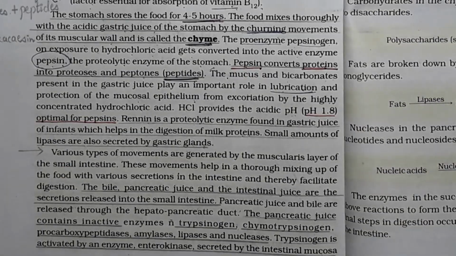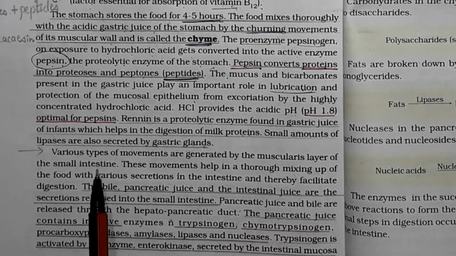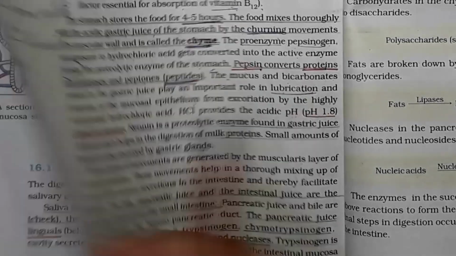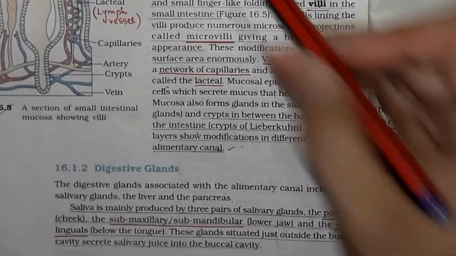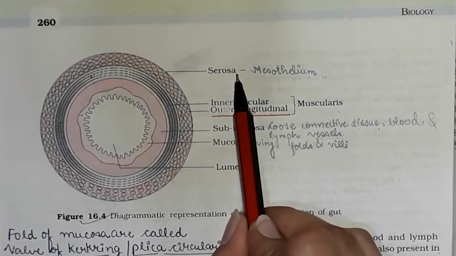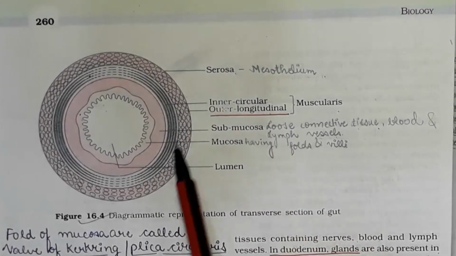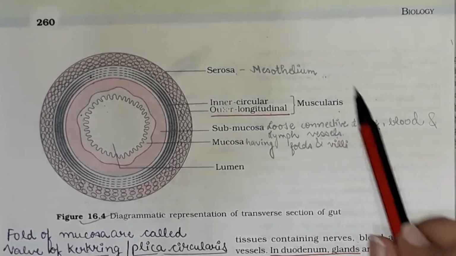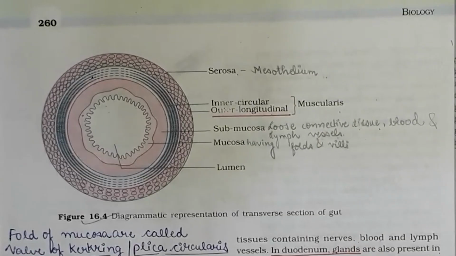Next, various types of movements are generated by the muscularis layer of the small intestine. As I have told you, there are 4 layers. Here you can see the 4 layers are present. The outer layer is the serosa, then comes the muscularis, then the submucosa and the mucosa. I have already told you what is present in the muscularis layer, so you can check out the previous video.